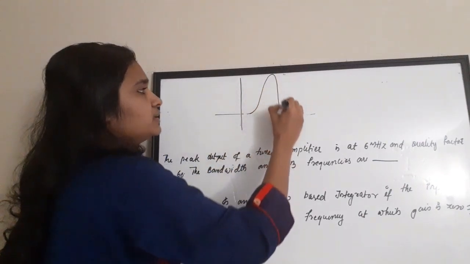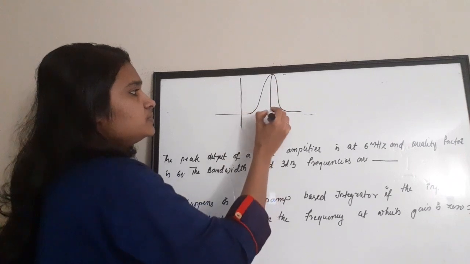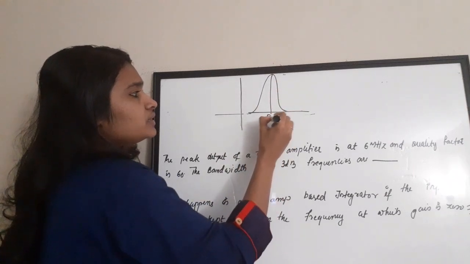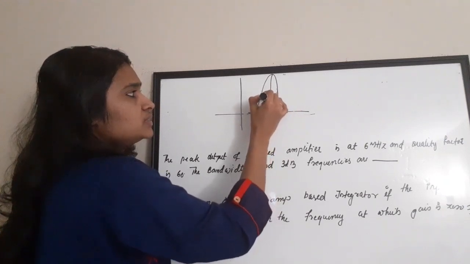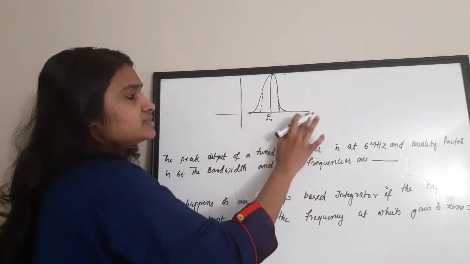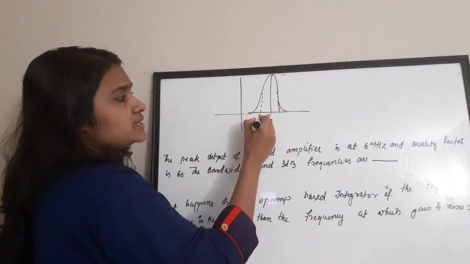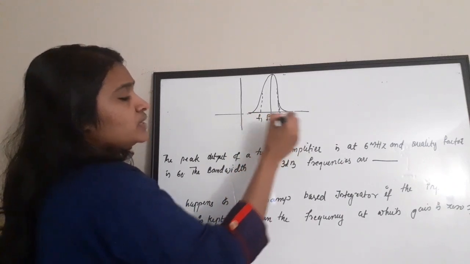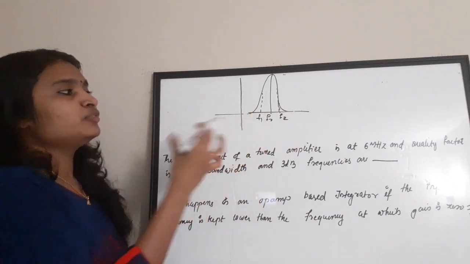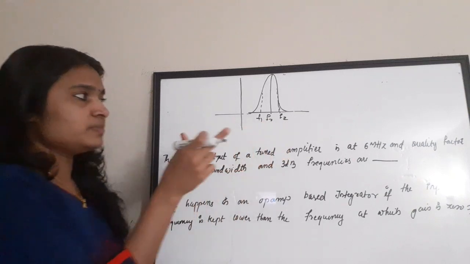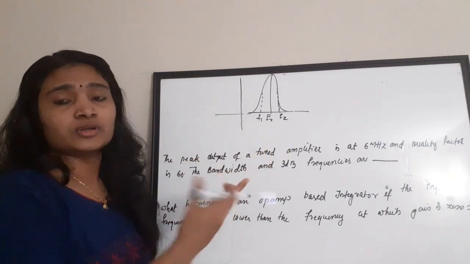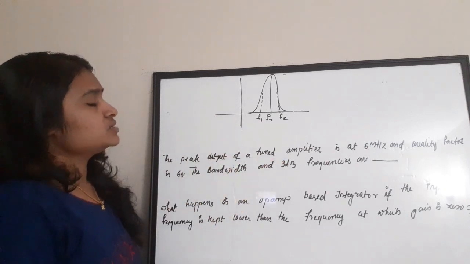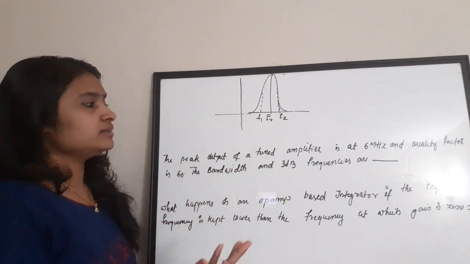Consider this is your peak, right? This is the frequency which is the resonance frequency FR. There are two other frequencies which contribute the 3 dB frequencies or edges of this peak, which consider as F1 and F2. And in between these frequencies F1 and F2, whatever be the width, that is called the bandwidth of the peak or the resonance curve. Okay, so what has been asked in the question, I'll read it once again.